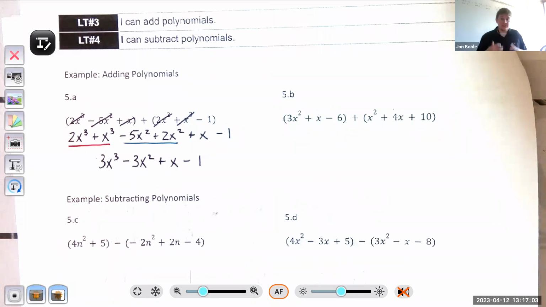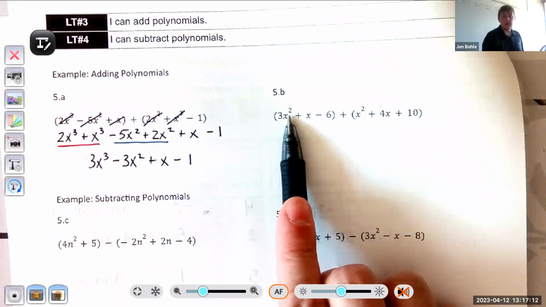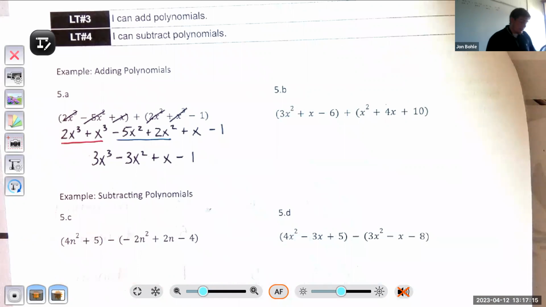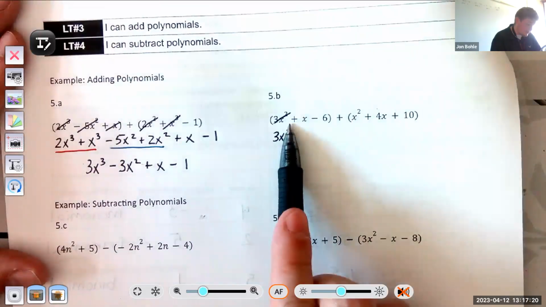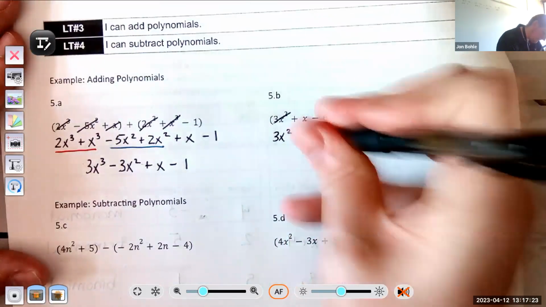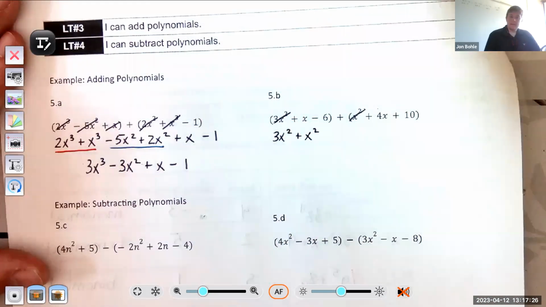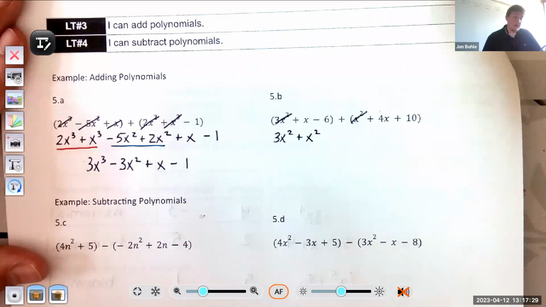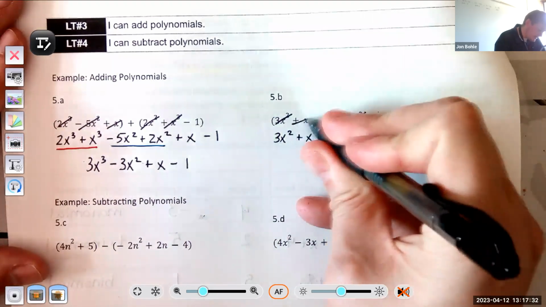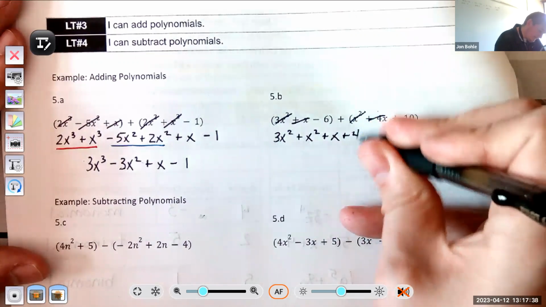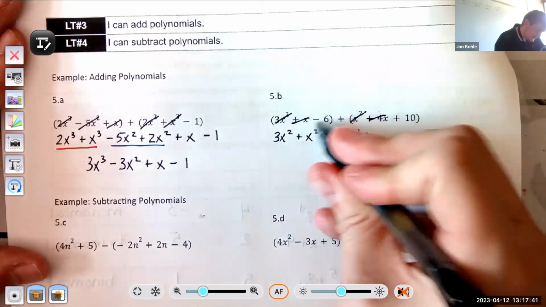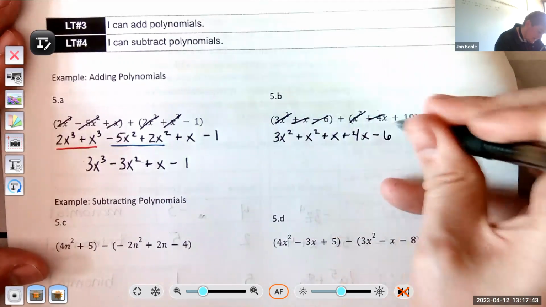Okay, so 5b, we're going to do the same thing, just to reiterate the concept. Again, I'm going to look for the highest exponent first. As I look through here, I have a to the second power. That's my highest exponent, so that's what I'm going to do first. I'm going to find 3x squared, and then look for any other x squareds. Okay, right here. Then after I have all my x squareds, I'm going to look for my x to the first powers, or just x's. There's my x, there's my 4x. Then constants, -6, +10.